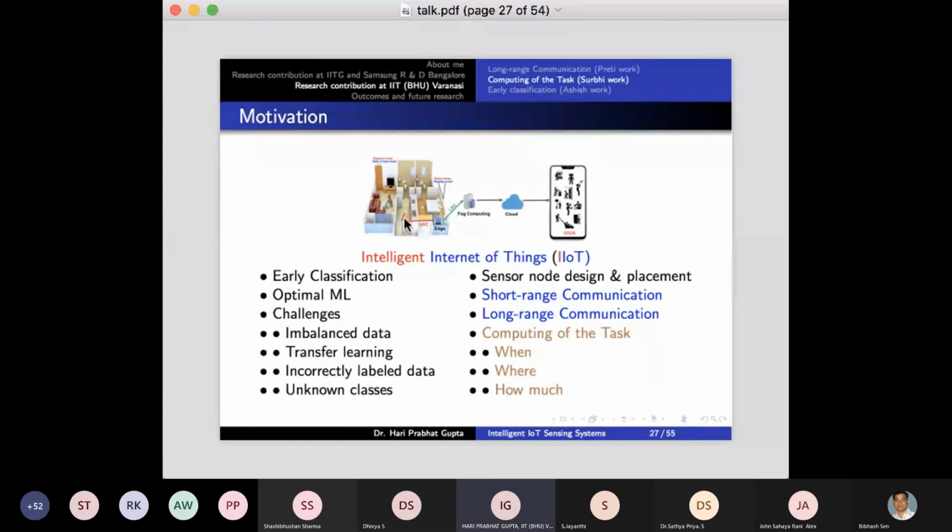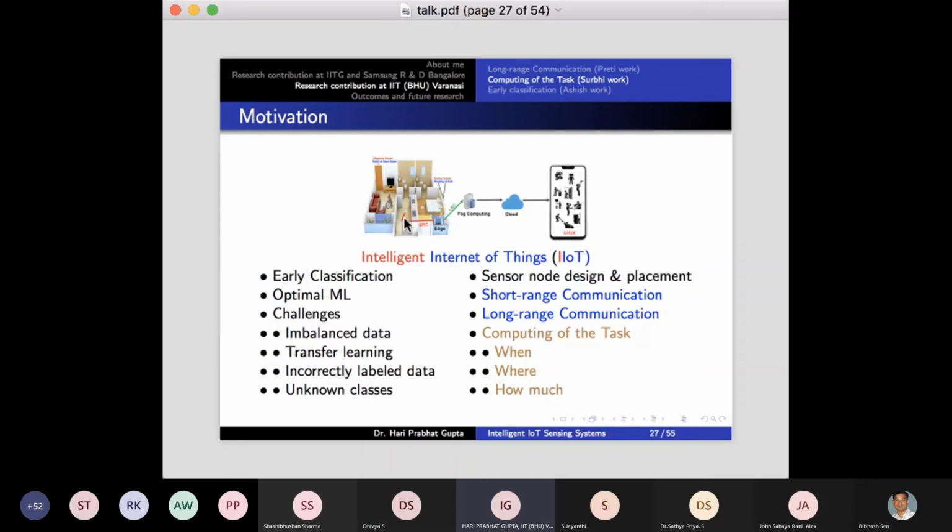So now, up to this point, we deploy the sensor, we use short range communication from sensor to sensor, and use long range communication from sensor to the base station. Now come to the processing. If the base station has the information, assume that the base station collects the information with the help of LoRa, with the help of BLE, with the help of sensors.